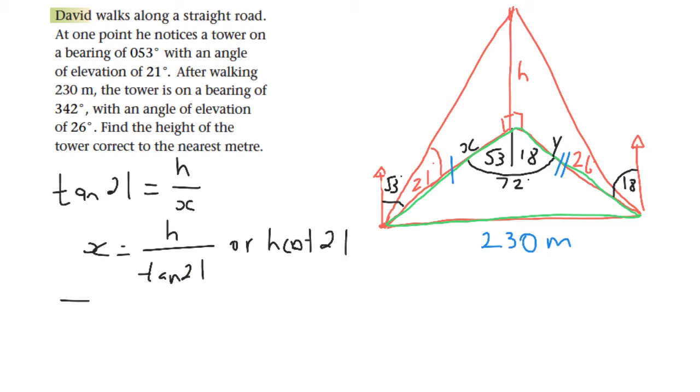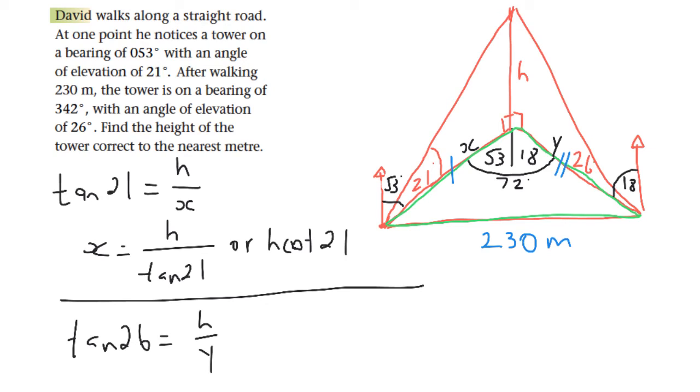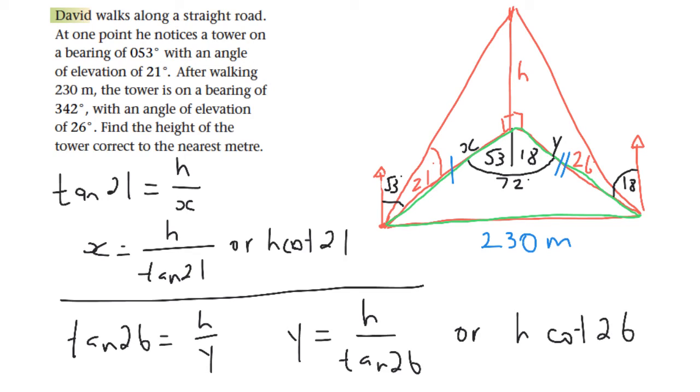In our second triangle, we've got tan 26 equals h over y, which means that y equals h over tan 26, or h cot 26. Again, either way is fine. I'm going to use these couple of values, these guys here, to find a cosine rule expression, and we're going to then find our value for h.